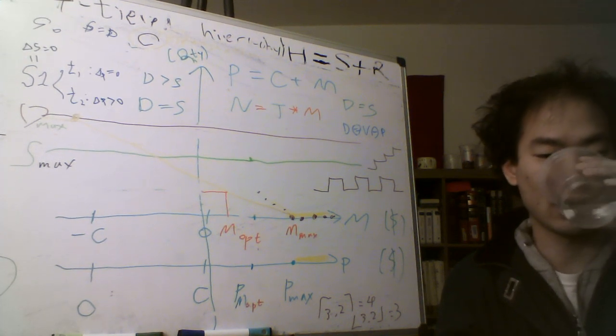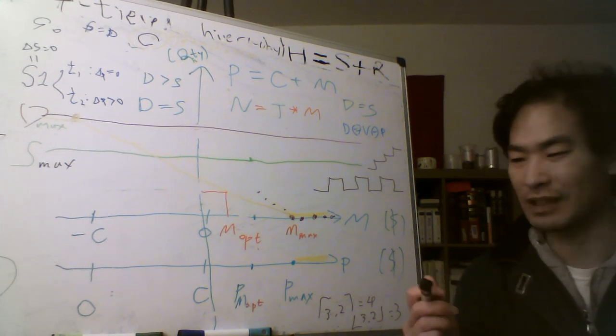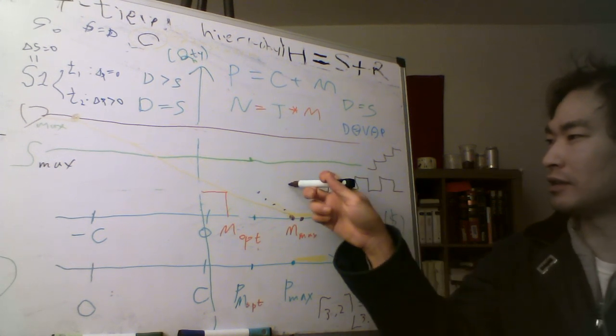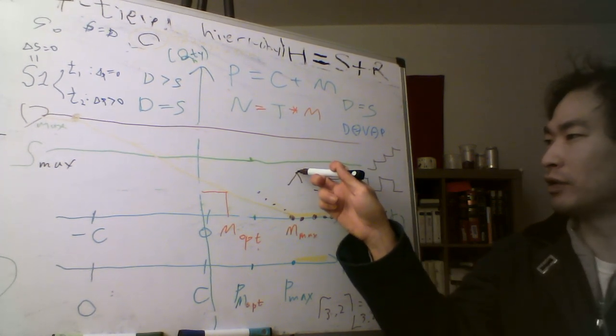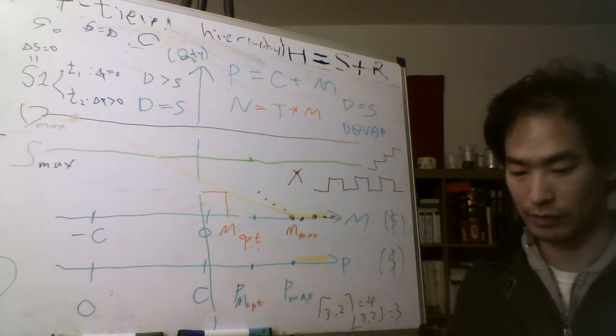So it doesn't have to be vertical. It could be like this. At this point you have two different slopes, like this and this, right? So it's not differentiable at that point.